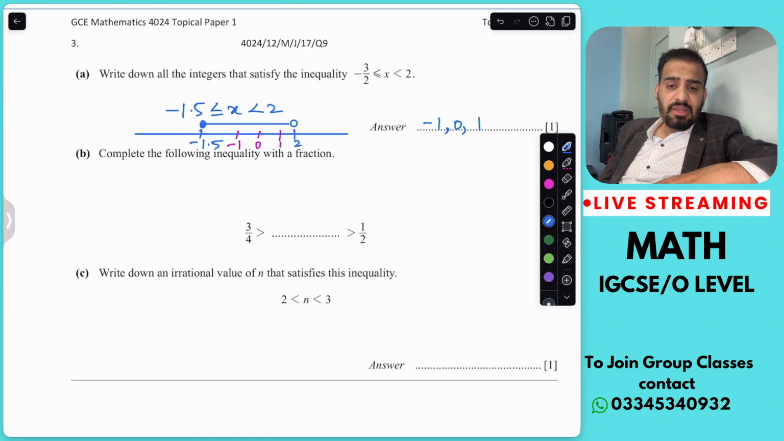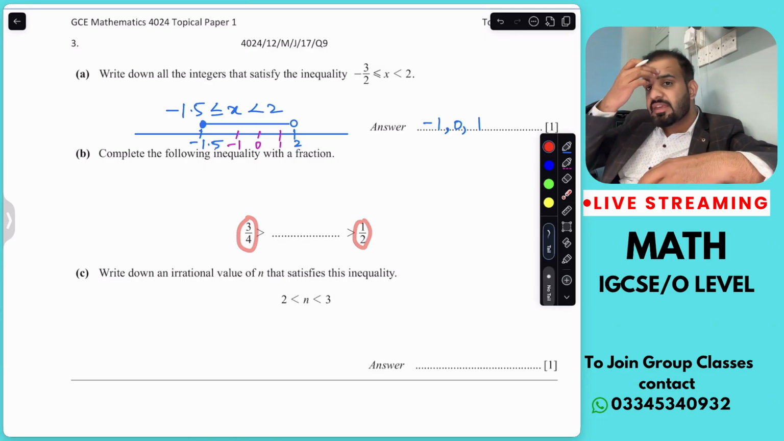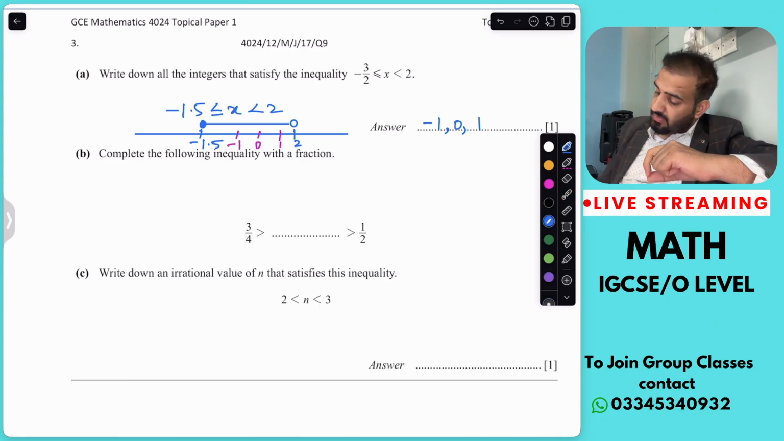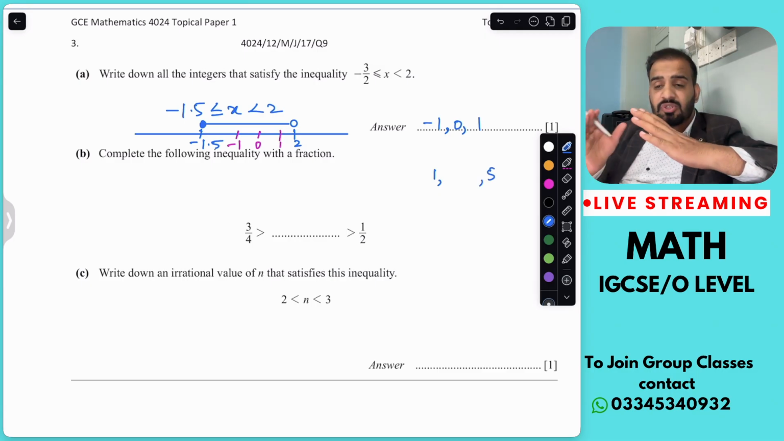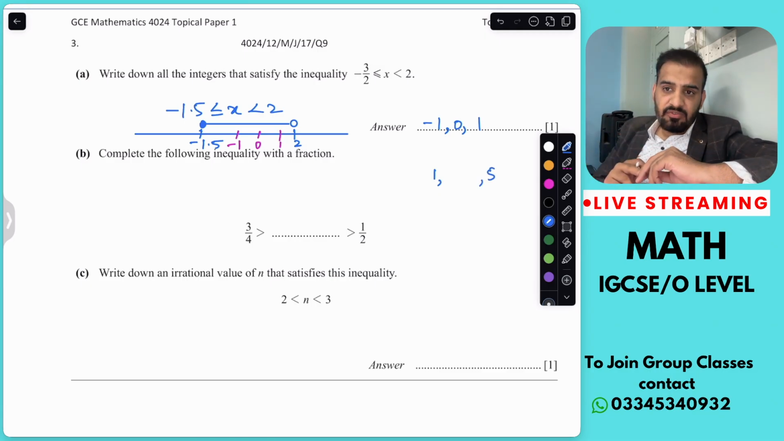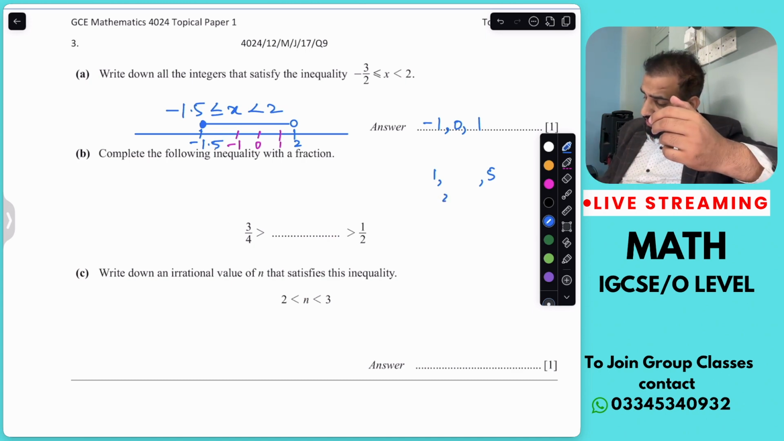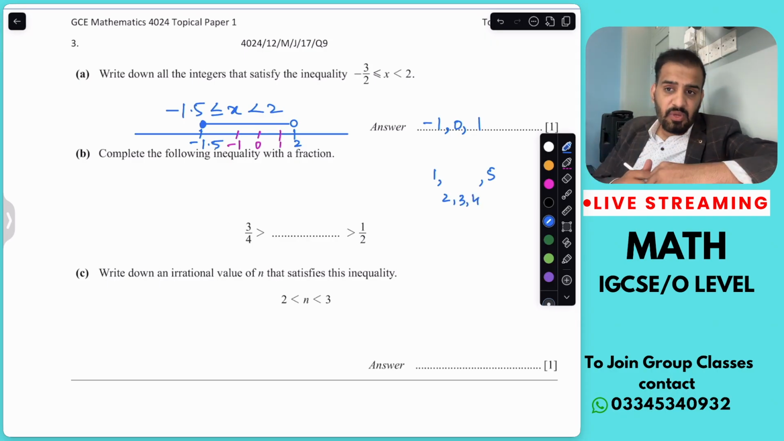Complete the following inequality with a fraction. अब आपको दो numbers दिए गए हैं. They have given you two fractions and they are saying इनके दरमियान कोई number लिखें. It has a proper concept. Students, if I ask you that you have two numbers, let's say 1 and maybe 5. So tell me any number which lies between 1 and 5. So you can give me answer, sir. It can be 2, or it can be 3, or it can be 4, or it can be any decimal number between 1 and 5.